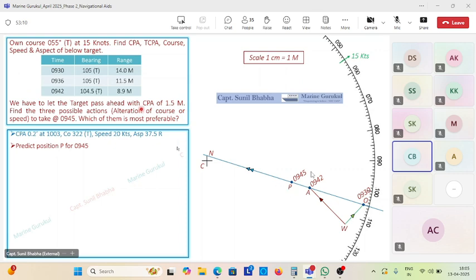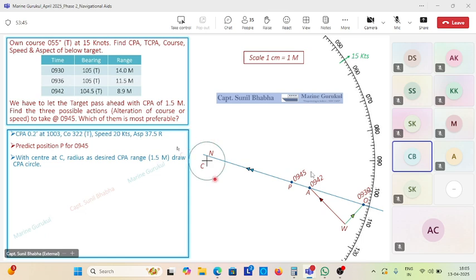Now we need to have a CPA of 1.5 miles. So what we do now is we open up our compass equal to this CPA range, that is 1.5 nautical miles as per our scale. We center our compass at point C, point Charlie. With center at C, point Charlie, and radius as our desired CPA of 1.5 miles, we now draw a CPA range circle.